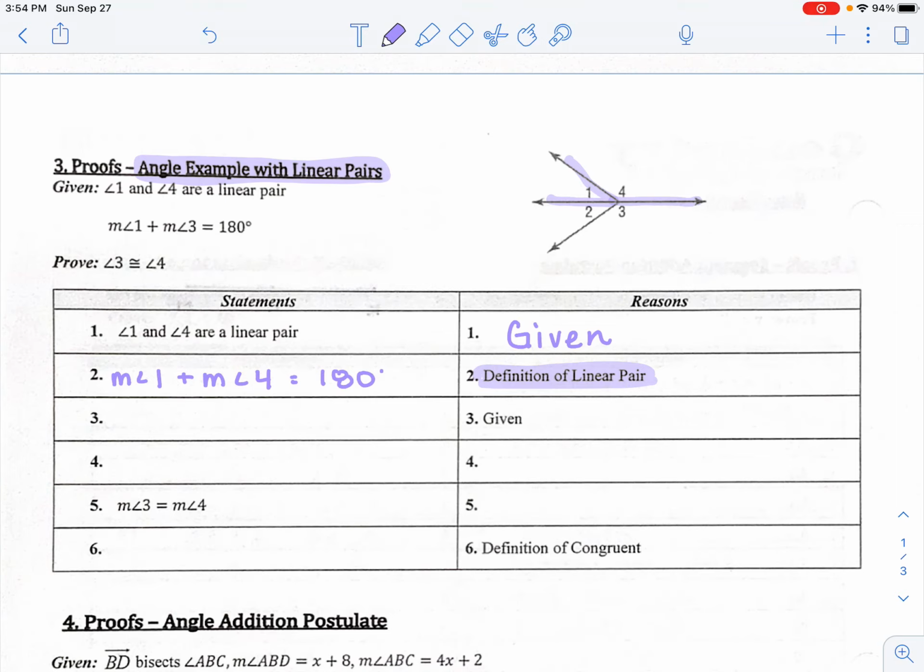Okay. The next one, the reason says it's given. We'll look up at our givens. We already did this first one. That's good to go. The second one we haven't talked about yet. The measurement of angle 1 plus the measurement of angle 3 equals 180.